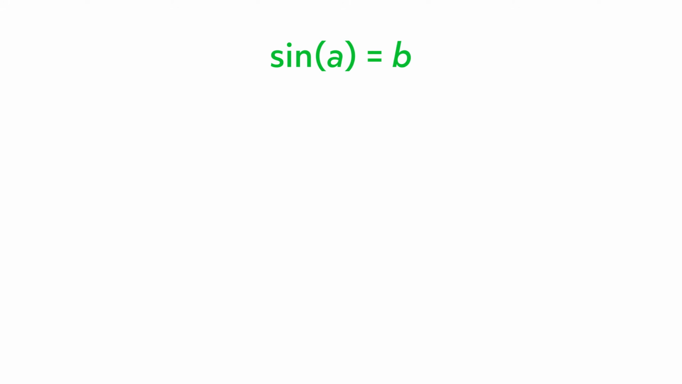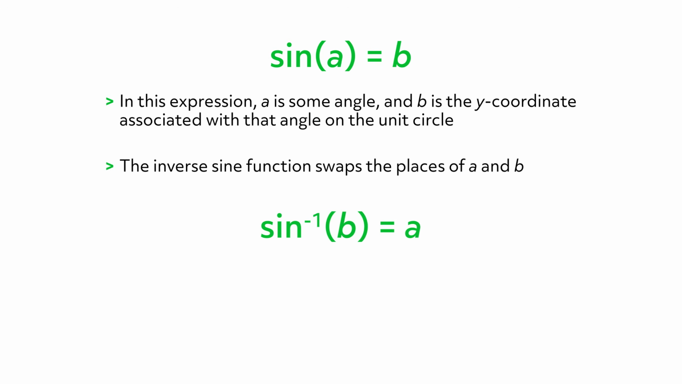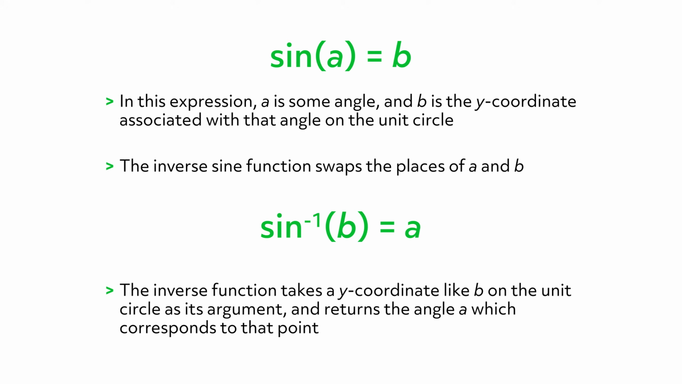Let's now shift to derivatives of the inverse trig functions. But before jumping in, let's very quickly review what inverse trig functions are. Say we have sine of a equals b. In this expression, a is some angle and b is the y-coordinate associated with that angle on the unit circle. The inverse sine function swaps the places of a and b. So the inverse function takes a y-coordinate like b on the unit circle as its argument and returns the angle a, which corresponds to that point.